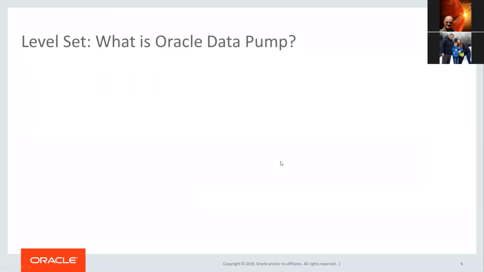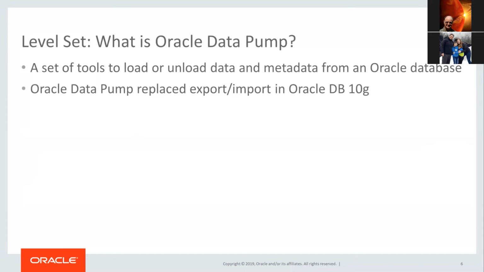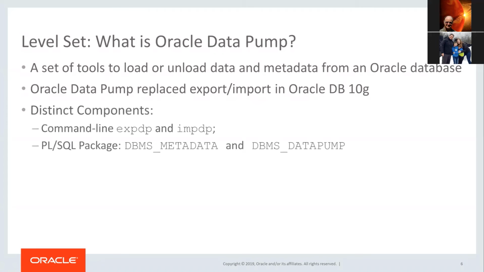All right, let's dive in and level set on what Oracle DataPump is and what we're using it for. So DataPump is a set of tools to load or unload data and metadata from the Oracle database. It replaced the old export import in about Oracle 10g. So before all that, we used the old export import commands to export our databases. And back then, we used to do backups with this too. So now we use DataPump to normally move data from a production database to a non-production environment, make some changes like that. We can do it across the network.